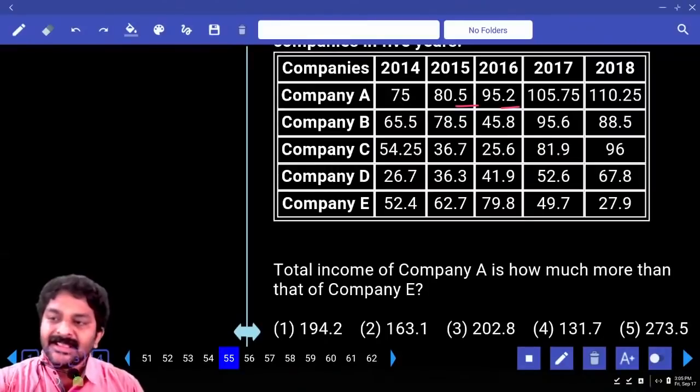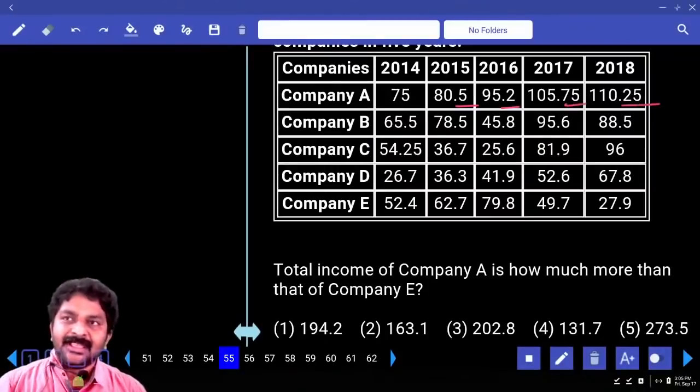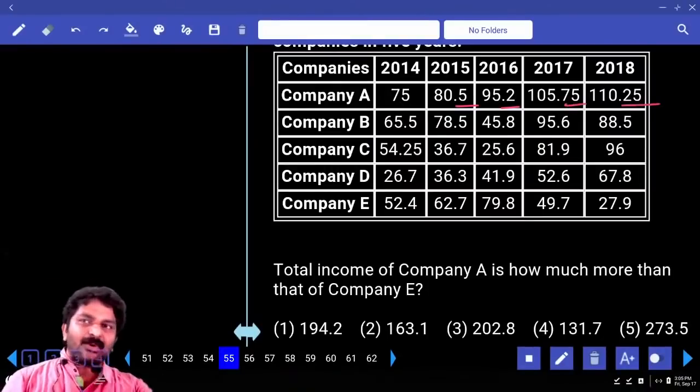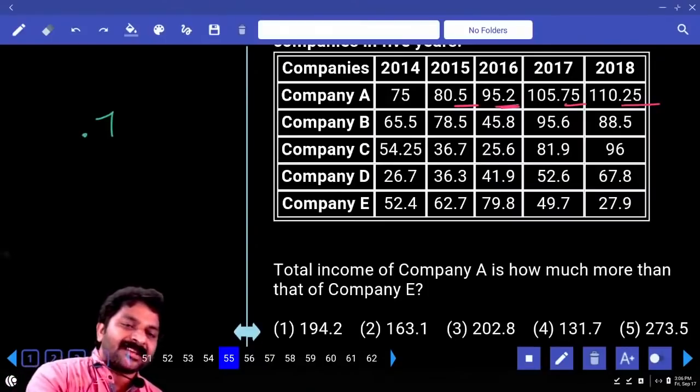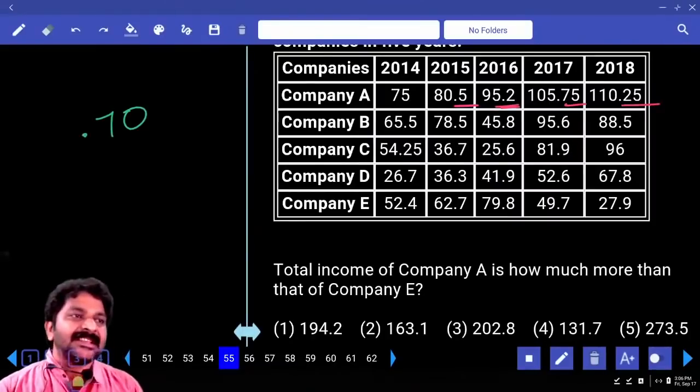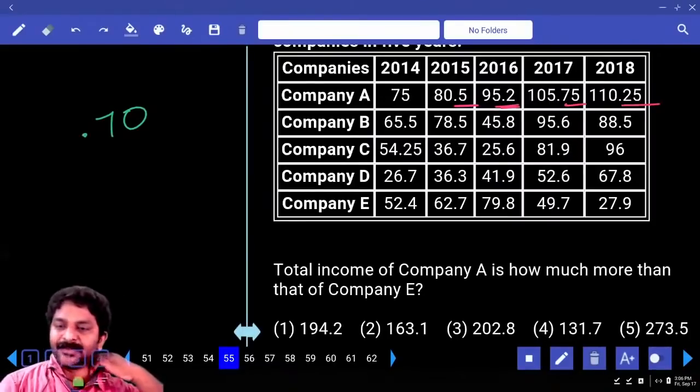0.7. Wait a minute. 75, 25. That is 1 only. So 1 in the sense 1.0. So far your last digit is 0.7 or 70. Is it clear? Next.